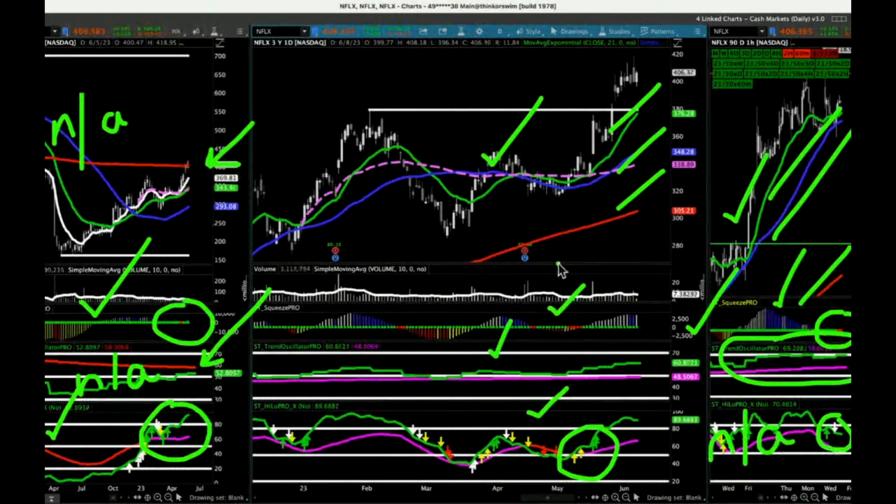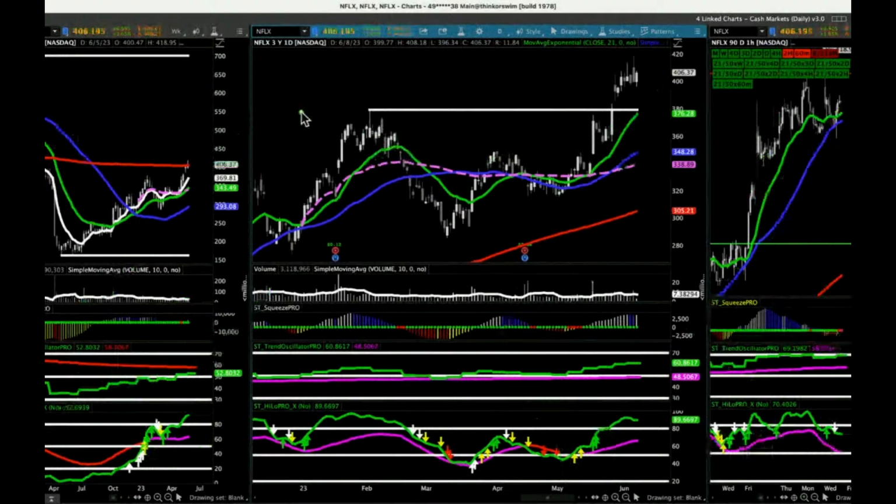So if we add it all up here, we have NA, check, check, check, 3. On the daily, plus 4. Weekly, NA, check, plus 2. So 3, 4, and 2, that equals 9. We end up with a positive 9, and there's 12 possible bullish points. So this is a bullish chart, right?